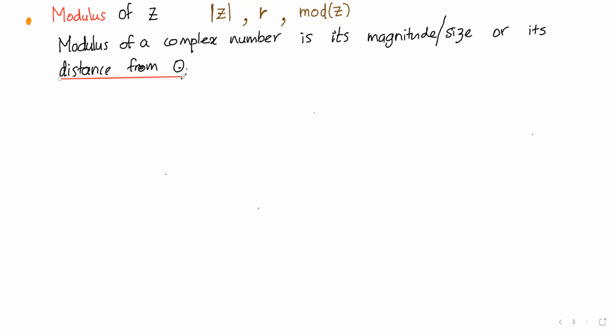So if that's what modulus means, when you have your a plus bi complex number, now your complex number is what? It's a plus bi. Your Z is a plus bi. Don't write that. How can you find the modulus of Z? How can you find it?